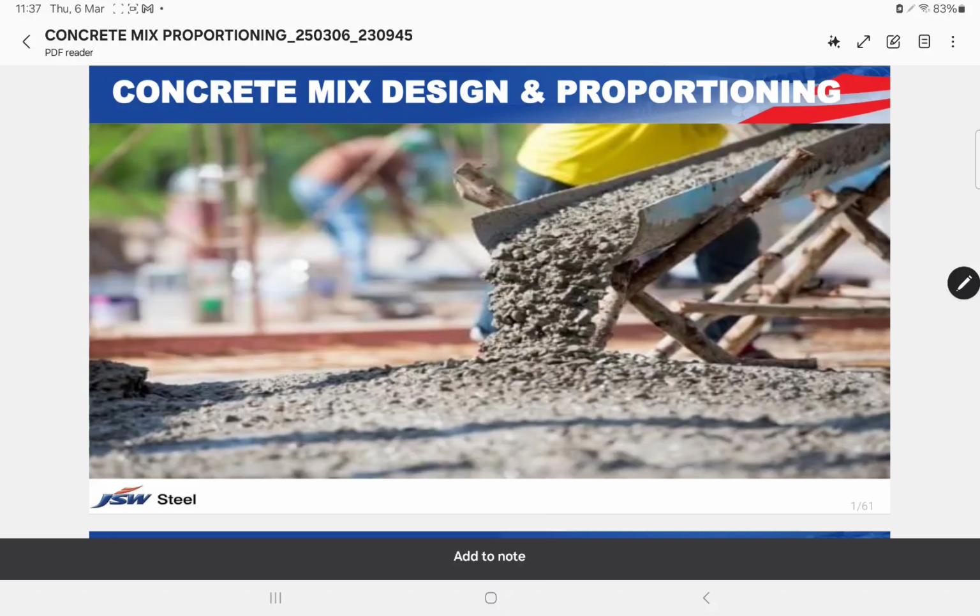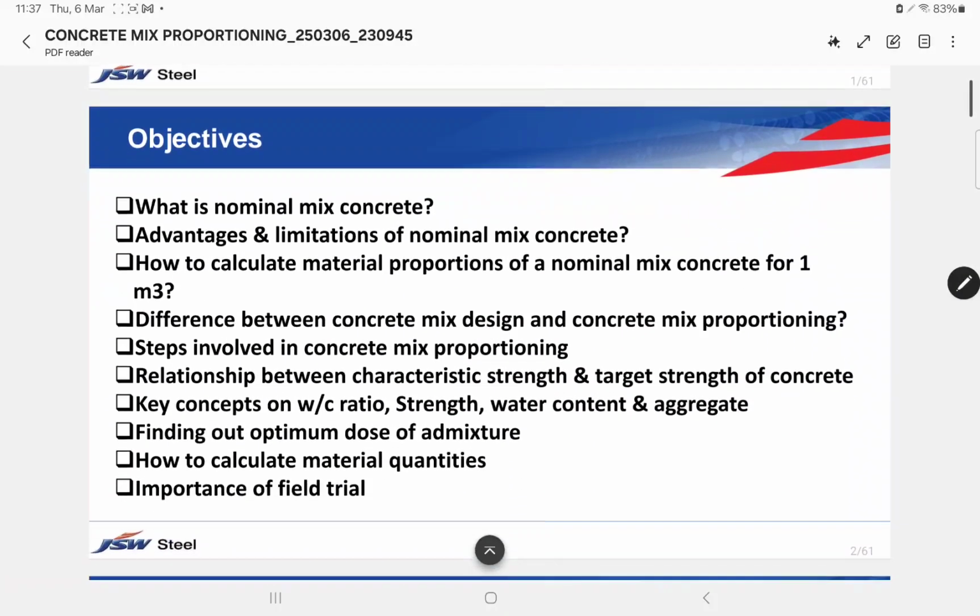And as a civil engineer, isn't it a good idea to know how they design those things? So it's a gradual process. In this session, we will focus on designing a normal strength concrete. So let's begin. Now, these are the objectives of this session.